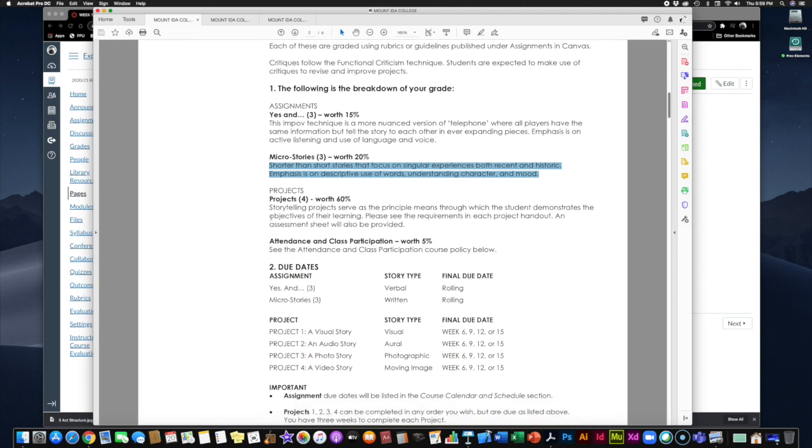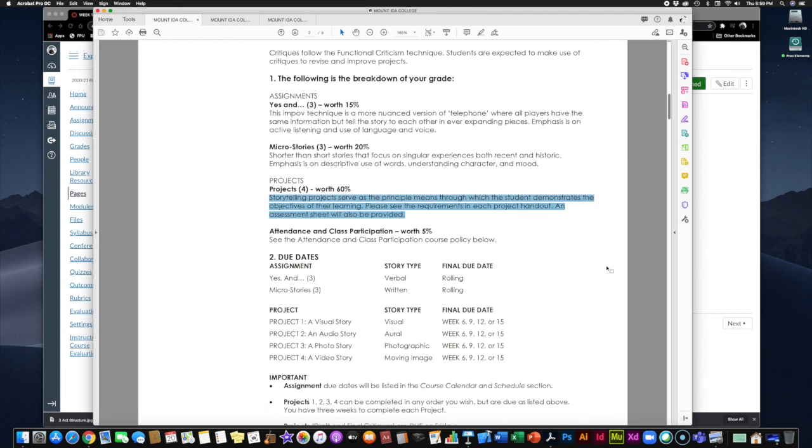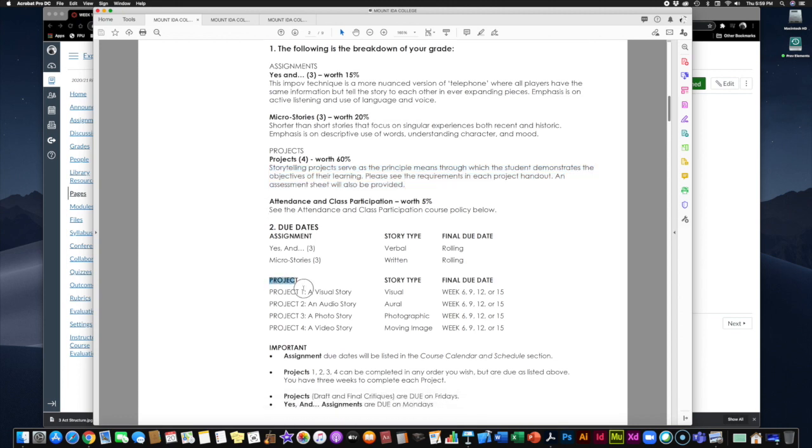Now, there are 4 major projects in this class that grand total are worth 60%, right? Now, these storytelling projects, these serve as our principal means through which you will demonstrate what you are learning in class. Each project has their own set of requirements, but it breaks down into 4 different types of stories. So we're going to skip down here to the list of projects, and you'll see that Project 1 is a visual story, right? Project 2 is an audio story, so you're going to be working with sound.